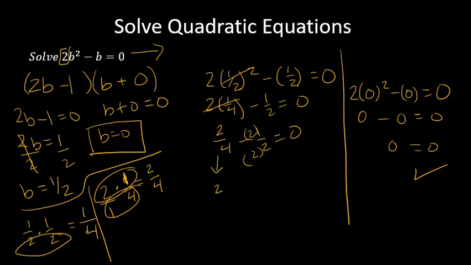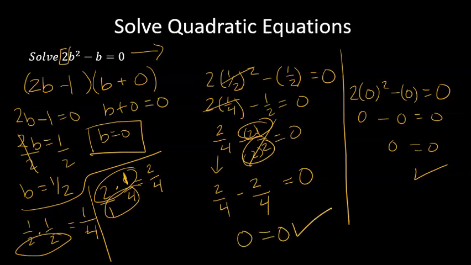I'm going to bring down this 2 over 4. And then I'm going to multiply these. It gives me negative 2. And then we'll multiply these, and it gives me a 4 equals 0. Well, 2 over 4 minus 2 over 4 is 0 equals 0. That's correct. Therefore, this is also right. These are both correct. Hooray! We're doing splendid. Let's try another one.